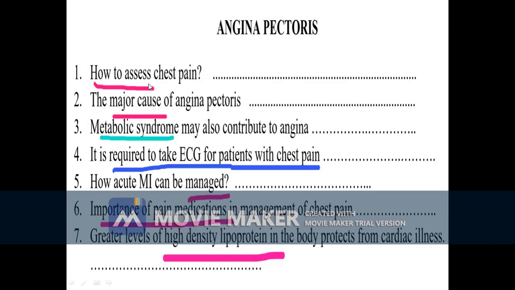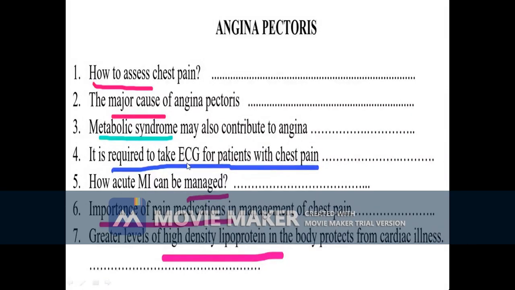They are asking about assessment, so you will search for which text has assessment. Major cause of angina: they are asking about the major cause of angina, you will search. Metabolic syndrome, this is an important word, you will search for this word in the text, and then you will mention here A, B or C, D. Question number 4. It is required to take ECG for the patient with chest pain. It means that they are asking about ECG. You will search in which text ECG is given. So you will answer from that text, whether it is A, B or C, D.